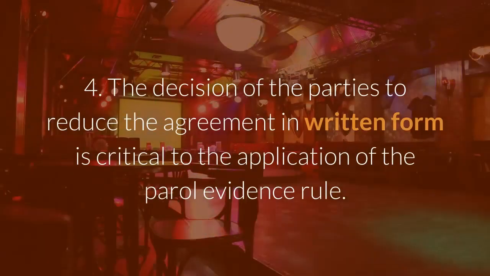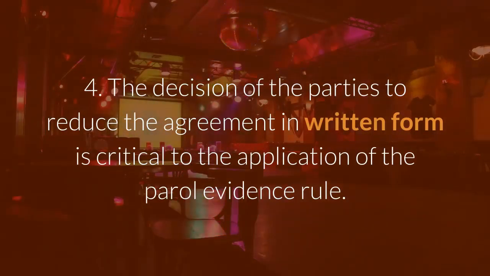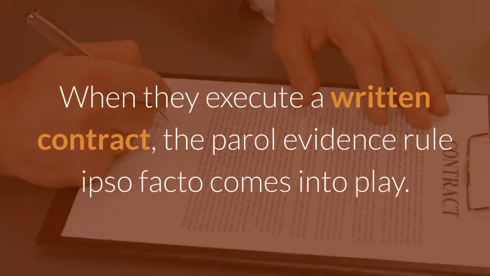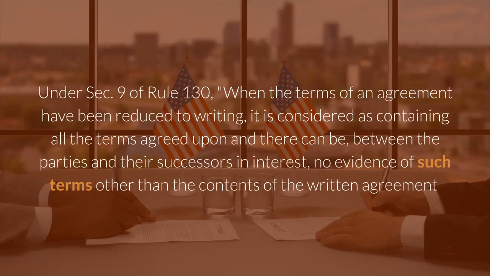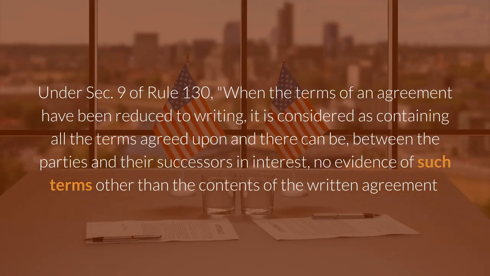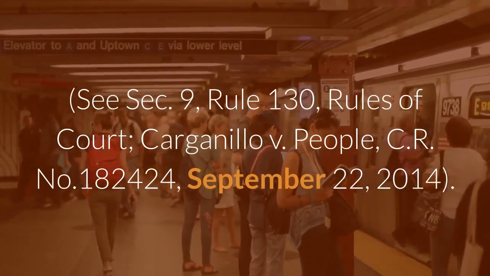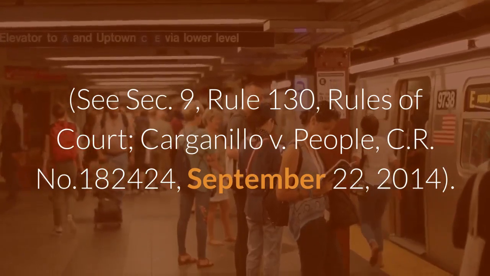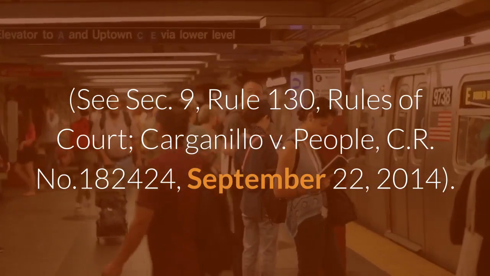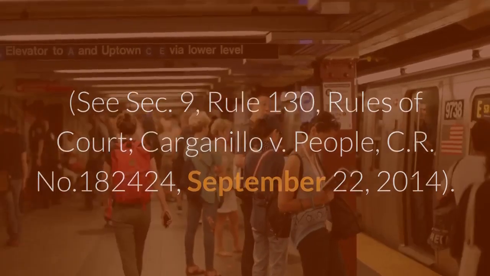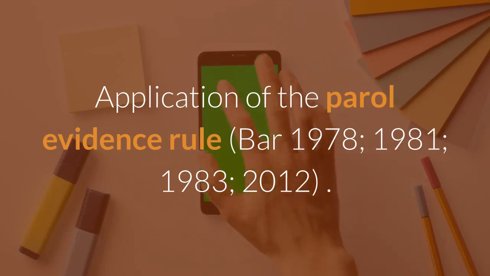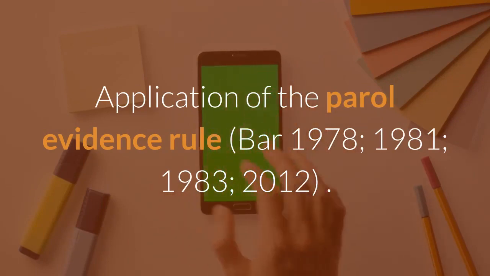4. The decision of the parties to reduce the agreement in written form is critical to the application of the parole evidence rule. When they execute a written contract, the parole evidence rule ipso facto comes into play. Under Sec. 9 of Rule 130, when the terms of an agreement have been reduced to writing, it is considered as containing all the terms agreed upon and there can be, between the parties and their successors in interest, no evidence of such terms other than the contents of the written agreement. See Sec. 9, Rule 130, Rules of Court; Carganillo v. People, G.R. No. 182424, September 22, 2014. Application of the Parole Evidence Rule, Bar 1978, 1981, 1983, 2012.